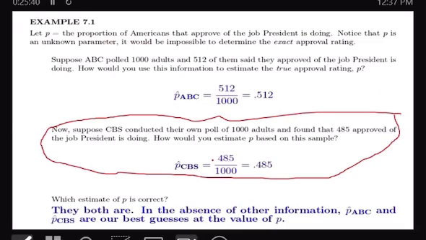The estimate from CBS is conflicting with the estimate from ABC. Now let me tell you this. If different organizations go into the United States population and take a sample, because they are not using the same sample, they're going to get different results.